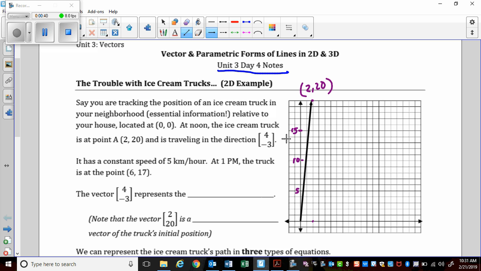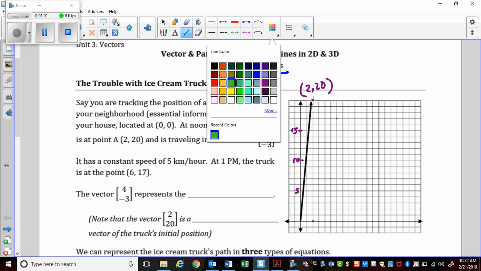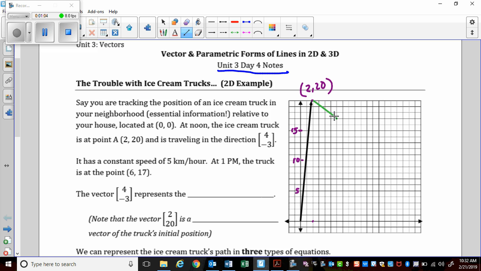And it is traveling in the direction of (4, -3). Remember, this is kind of the opposite of slope. The 4 is my x value, so I'm going to go to the right 4: 1, 2, 3, 4. And then I'm going to go down 3: 1, 2, 3. And my new vector is going to be this: (4, -3). It has a constant speed of 5 kilometers per hour.